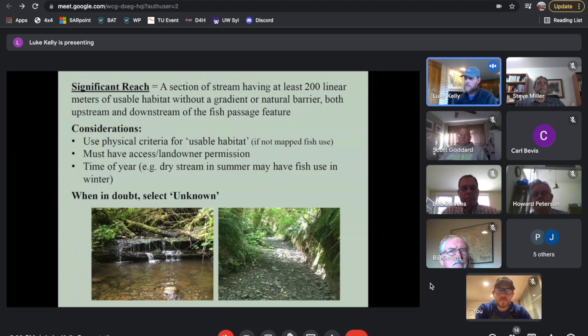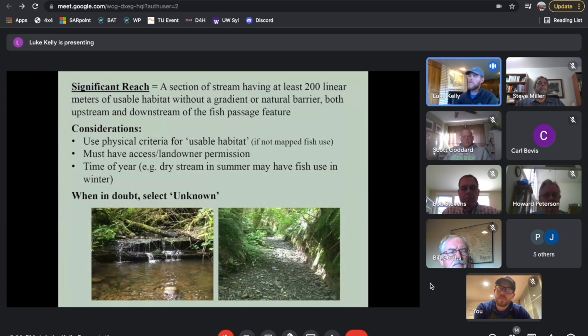And my point in explaining this is this particular stream is on an NHD line, but there's no documented fish use, but we have found fish there. Use your intuition. When in doubt, select unknown, but maybe put it in the notes. Put some stuff in the notes on this when it comes to potential fish use or significant reach, because that can really help.